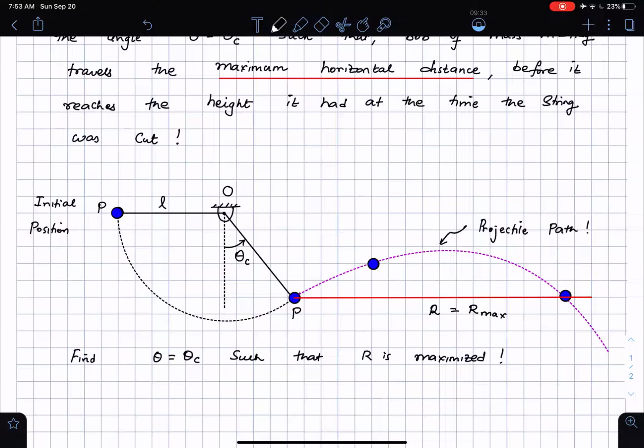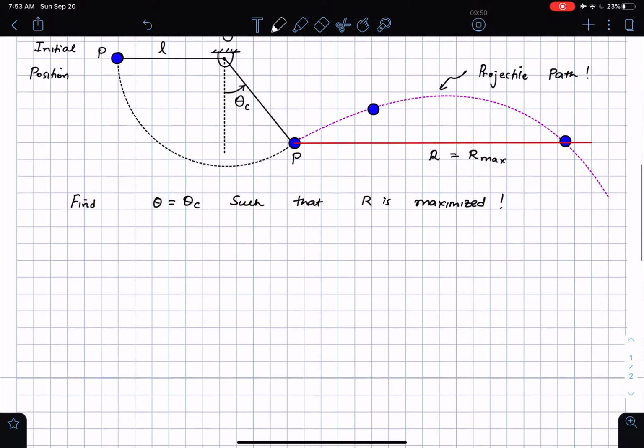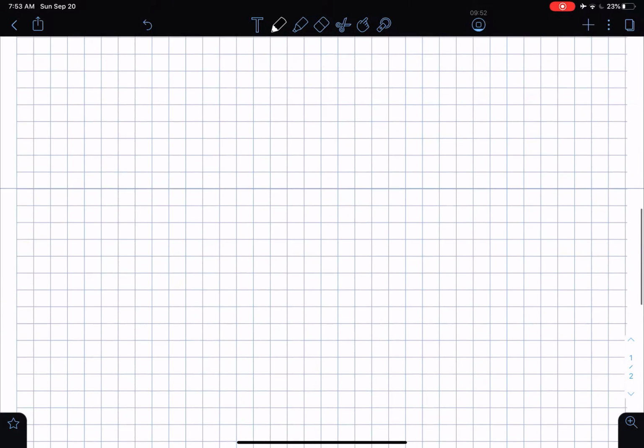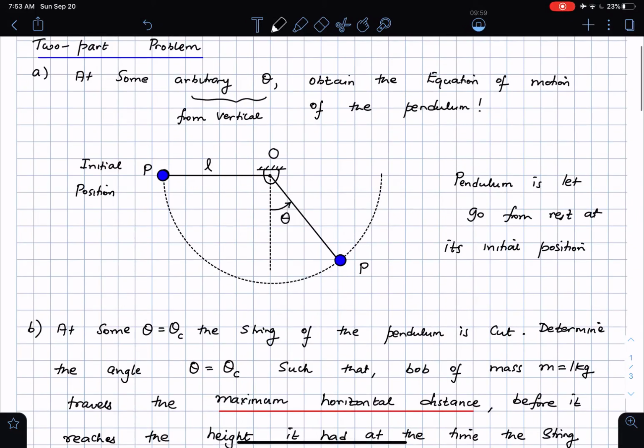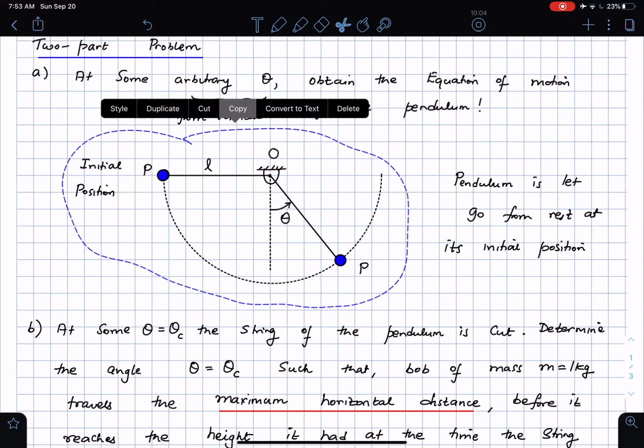So how do we do that? Whenever you hear the word maxima or minima, you obviously know that this is going to involve some kind of derivative. All right, so this is the second part of the problem, and let us now do the first part very carefully. Let us find the equation of motion at some arbitrary theta. Here is my solution, and it's a two-part problem, as I said. The first part is, at some point, to find out what the equation of motion is.